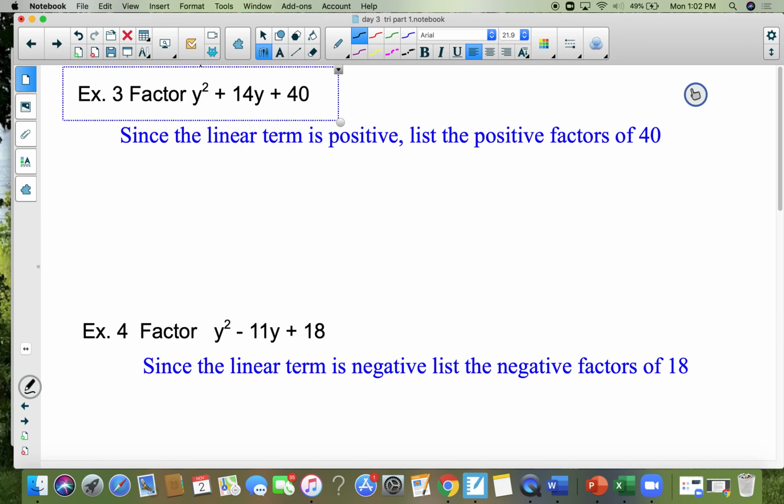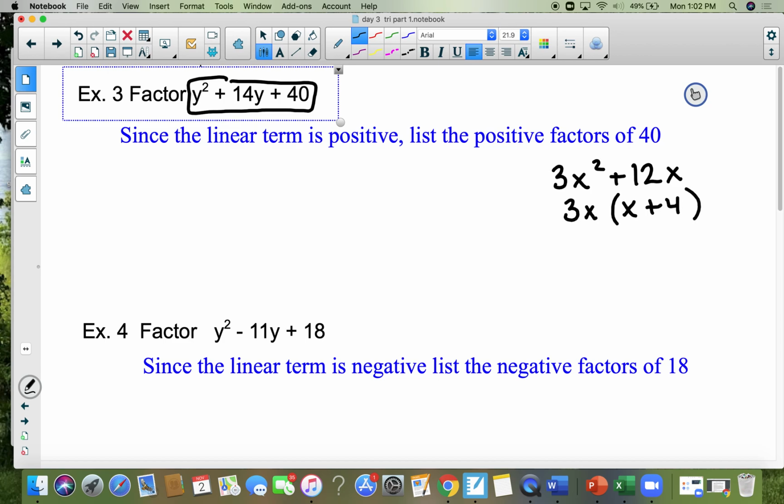So you're trying to factor this. Just a reminder, the first two that we did was like 3x squared plus 12x. We took out a 3 and an x, that's called a GCF, and you're going to have an x plus 4 left inside. And I can check to see if I did the distributive property backwards. 3x times x is 3x squared, and 3x times 4 is 12x. So I did it right.